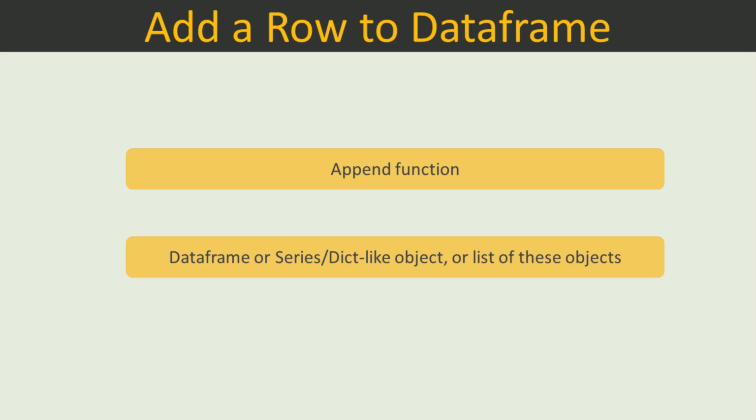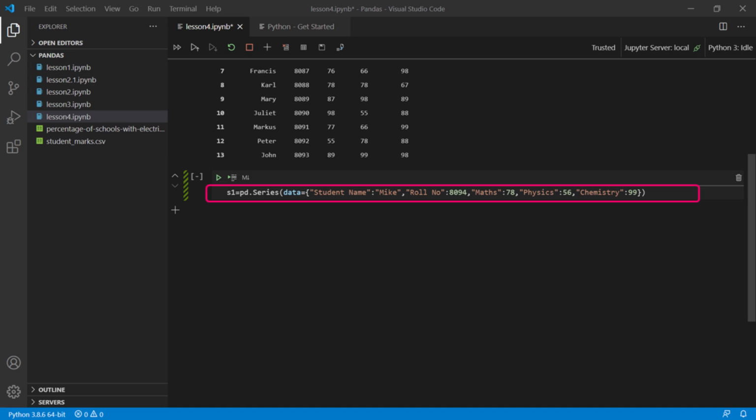To add a row, we will have to use the append function. Any objects of type data frame or series or dictionary can be added to the data frame. Let's see an example. Let's create a new series using the syntax example as given here. Here we are creating a series object from a dictionary object that is enclosed within curly braces. A dictionary is needed here to ensure that the data goes into the corresponding columns in the CSV file.